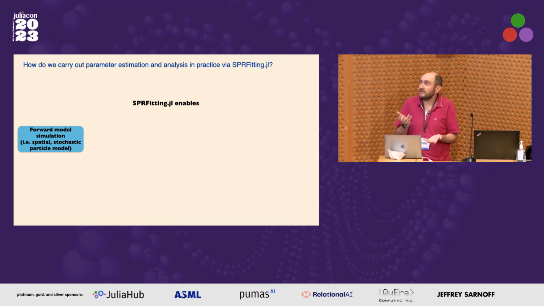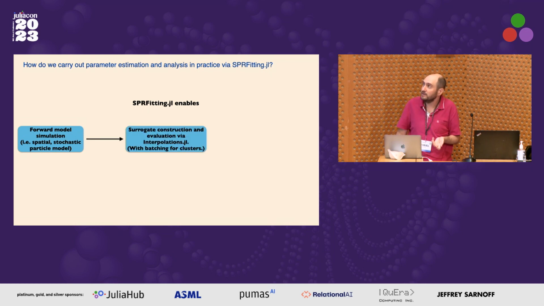SPRFitting.jl is the package we put together to carry out this process. It lets you do the forward model particle simulations of the stochastic model. It also does the surrogate construction and then evaluation. For the evaluation, it's very simple because it's just piecewise linear interpolation, but we use the Interpolations.jl package. We also have some tooling to batch it on clusters so you can split up and build the surrogate in parallel, independently. Generally, we can build one surrogate in 500 to 2,000 CPU hours, and they can then use it for weeks, typically with a set of SPR experiments.